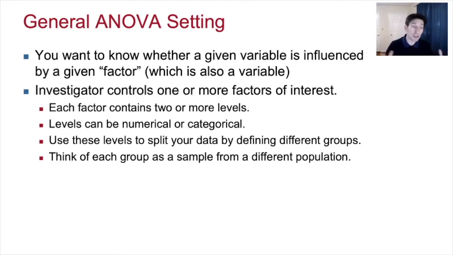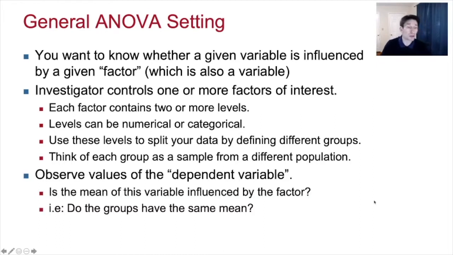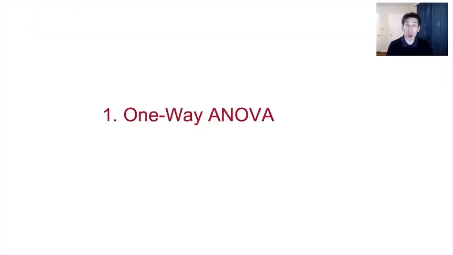And so you can think of these groups as a sample from a different population. So like I said, before we had just one sample, then we had two samples, and now these groups define things that you think of as 3 or 4 or 5 samples, or as many samples as you want. And so you observe the values of what you call the dependent variable, and the question is whether the mean of that variable is influenced by the factor. So for each group, you compute the values of the dependent variable, and does the mean of that dependent variable differ between the groups? Okay, so let's get started with one-way ANOVA.